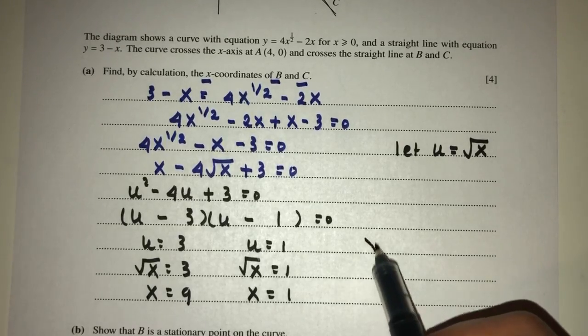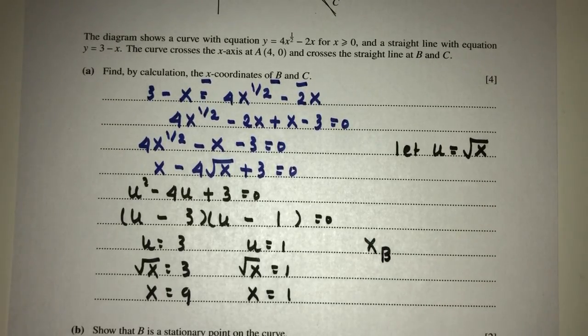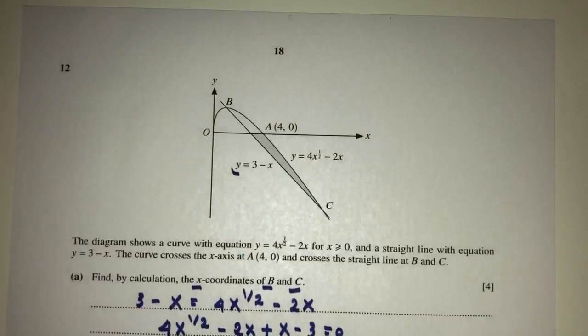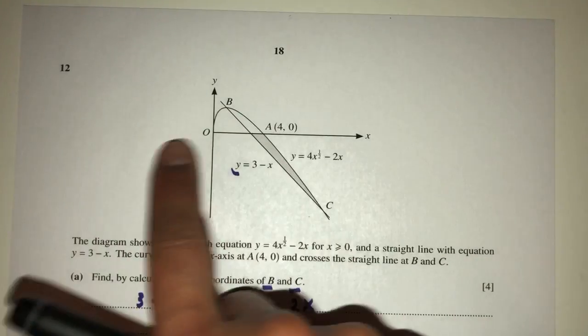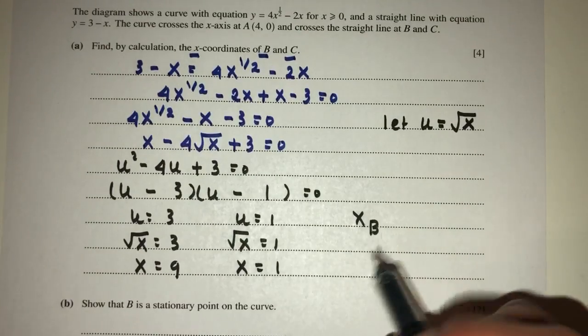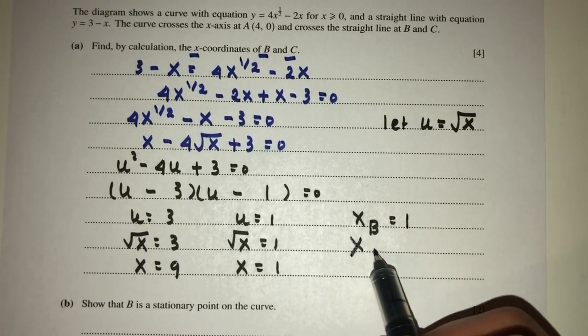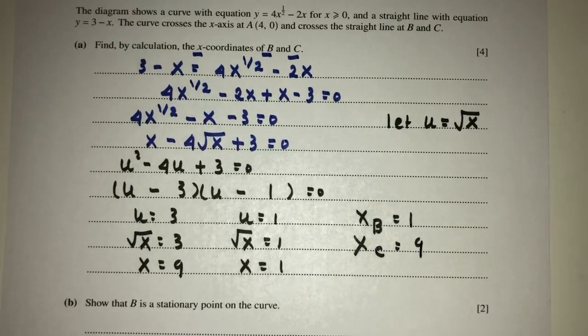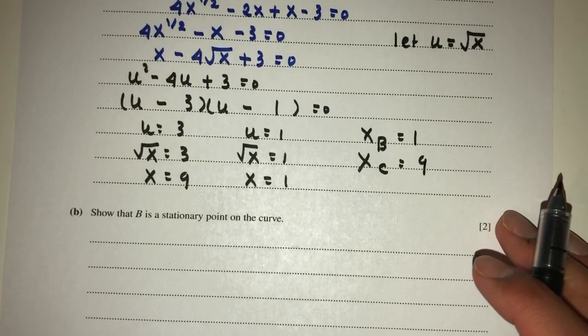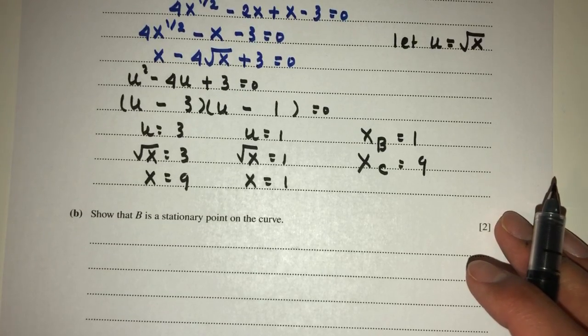So for the x coordinate of B, it happens before C according to the diagram. So B happens before C on the x-axis. So x of B should be 1, x of C should be 9. That's the idea. Now for part B, I showed that B is the stationary point on the curve, so pretty easy.